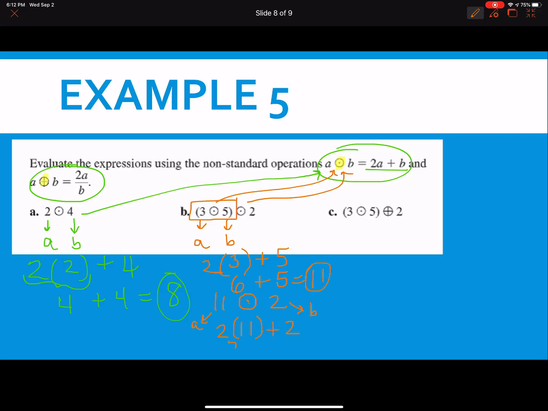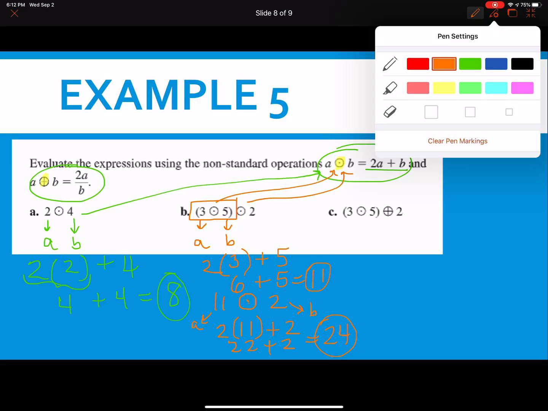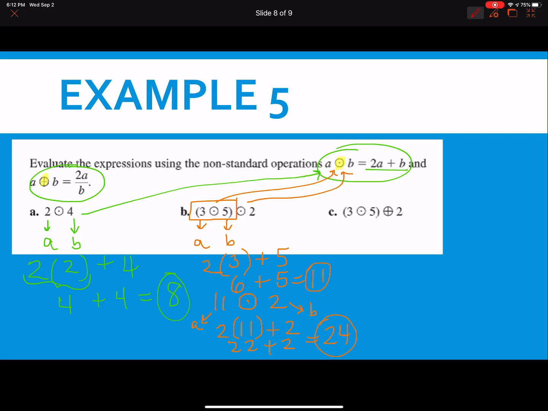Simplify: 2 times 11 is 22, plus another 2 gives me 24. And that would be my final answer. Okay, let's do C. Now notice in C, we have this non-standard operation, and we've also thrown in the other symbol now. So we're going to have a multi-step expression here.